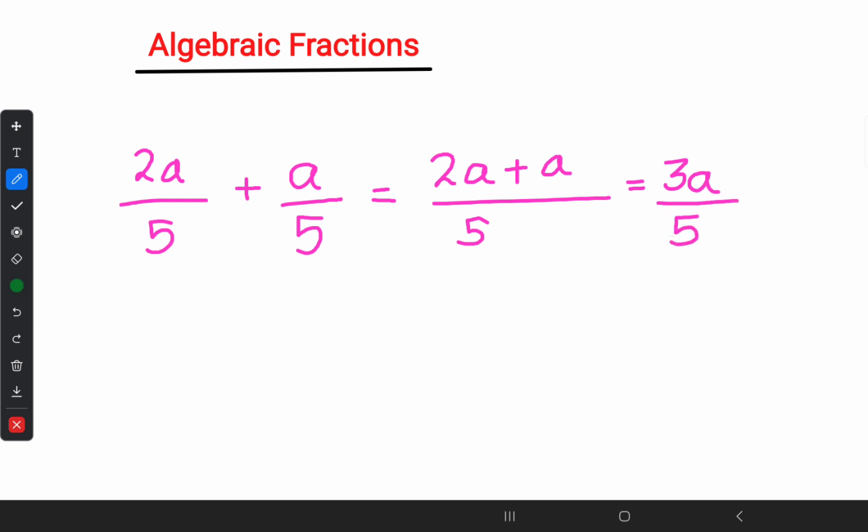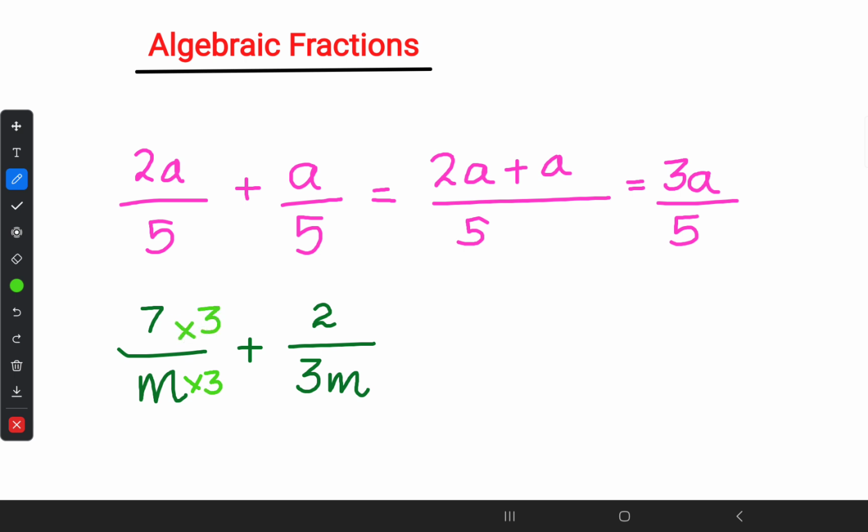Let's try another example. Here we have m over 7 plus 3m over 2. In this case, not like our previous one, the denominators are not the same, so you cannot add them directly. What you should do is make both denominators a common number. Think about the smaller of these two. The smaller one is m. Is there any possibility to convert m to 3m? Yes. When you multiply the first fraction by 3, you can obtain the denominator as 3m.